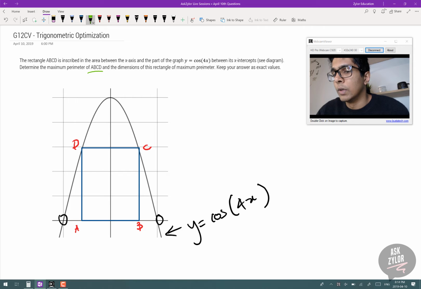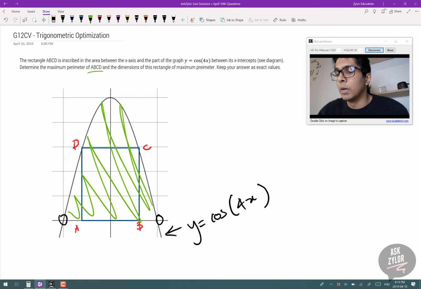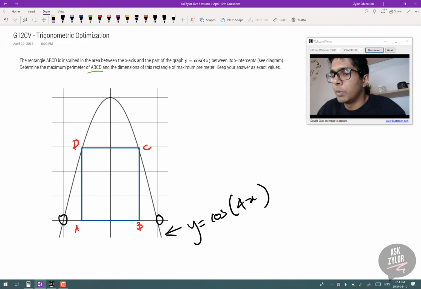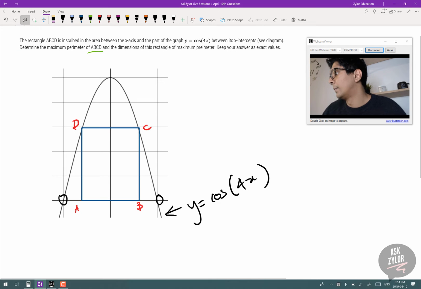So these are my x-intercepts, and we're basically asked to maximize the perimeter of this rectangle. So the rectangle is inscribed in the area between the x-axis and this part, so we're essentially looking at everything under the graph and above the x-axis. So then what we have to do is determine the maximum perimeter of ABCD and the dimensions of this rectangle of maximum perimeter.